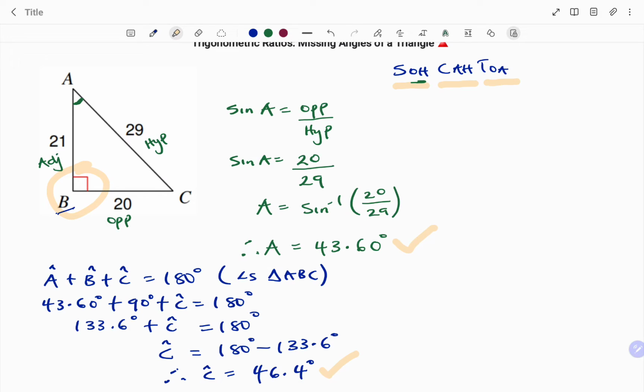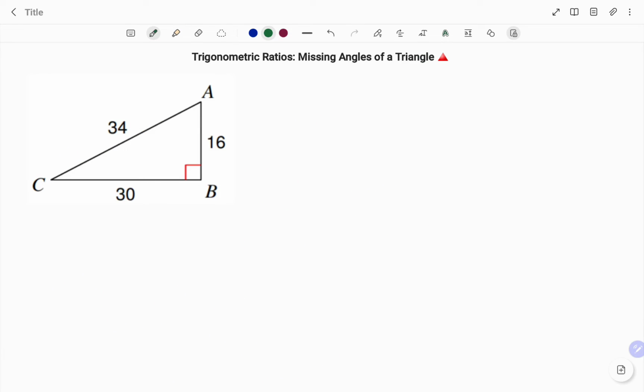Let's look at the second example. In my second example, I have the triangle ABC, so that line AB is 16, line AC is 34, and line CB is 30. Using my trig ratio, the acronym is SOHCAHTOA: sine is opposite over hypotenuse, cos is adjacent over hypotenuse, and tan of the angle equals opposite over adjacent.